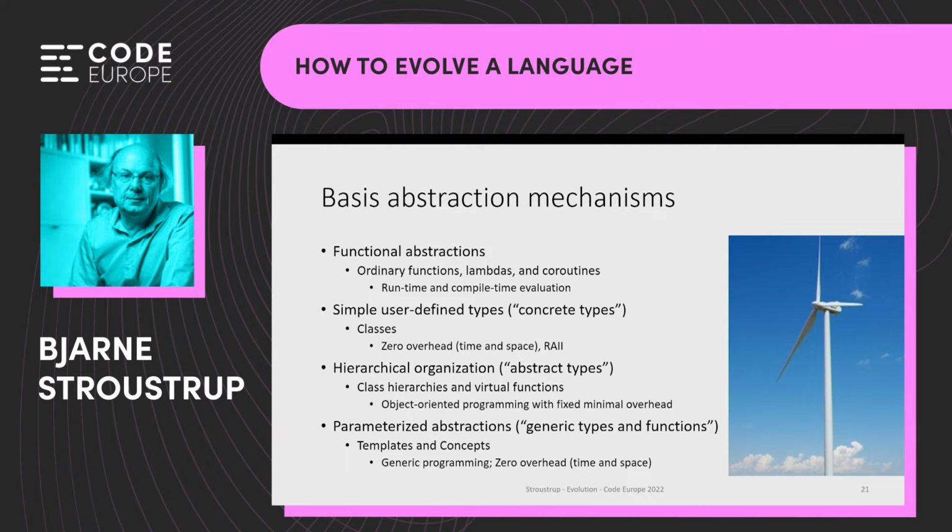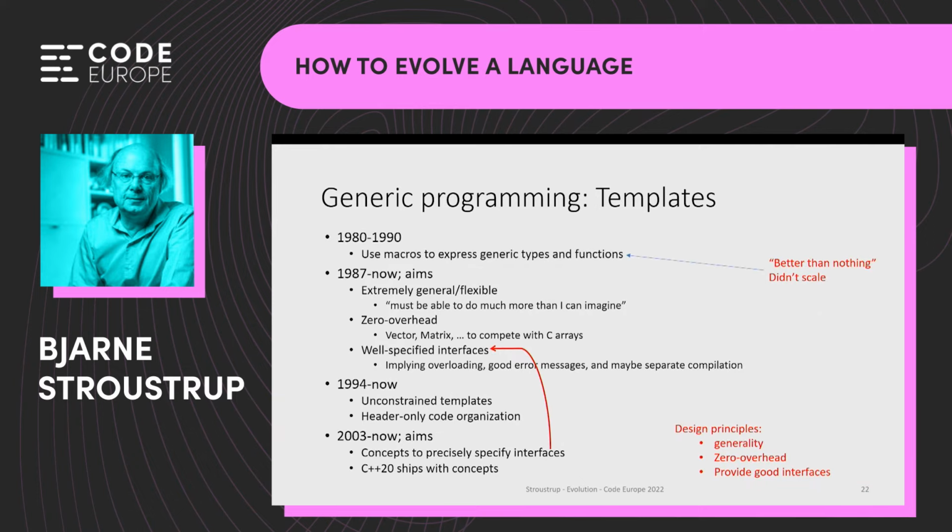And our abstraction mechanisms for building these abstractions, of course, we start with functions, and we make them more flexible. We have lambdas and things like that. We make them possible to be used at compile time so that we don't have to fiddle around with macros and low-level code. Of course, user-defined types, the simple types like complex numbers and points, and then hierarchical organization, that's classical object-oriented programming, and generic programming, which is types and functions parameterized with other types and functions. And that's what I'm going to talk about now.